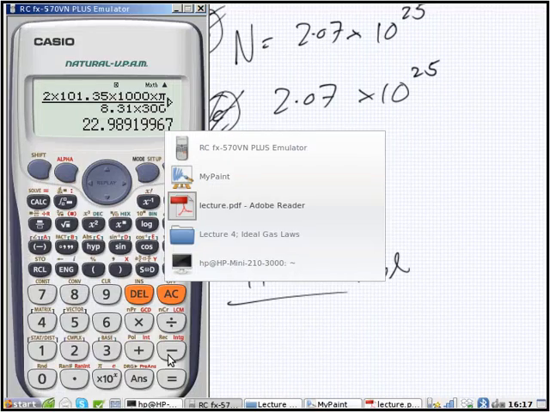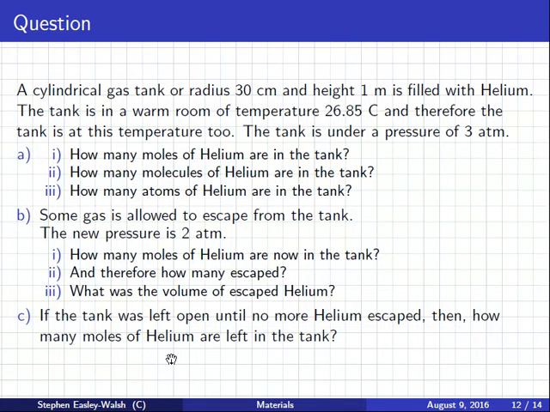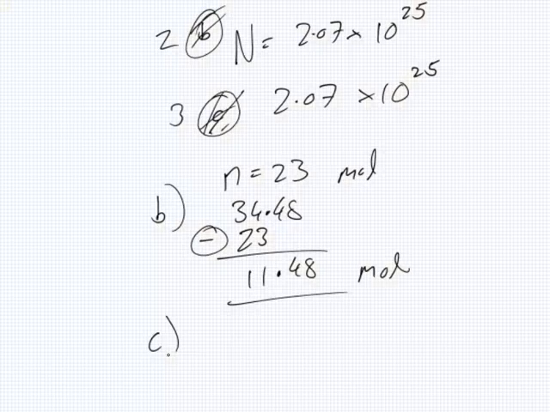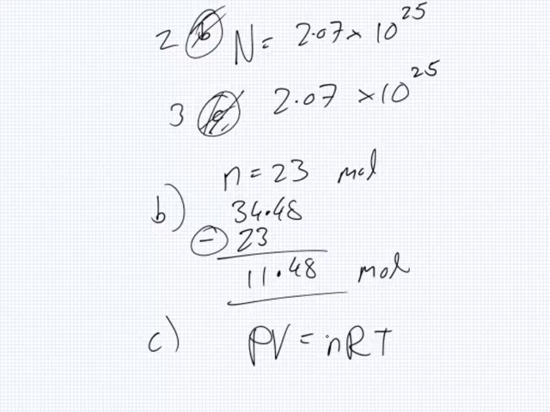Part C. This is an interesting one. What was the volume of the escaped helium? So yeah, let's look at the formula. PV equals nRT. So we know how many moles escaped, correct? We know the R, correct? We know the T because I said very clearly that it's the temperature of the room and the tank. So we know the T. The volume is what we want. Do we know the pressure? What's the pressure of the helium gas that escaped into the room?